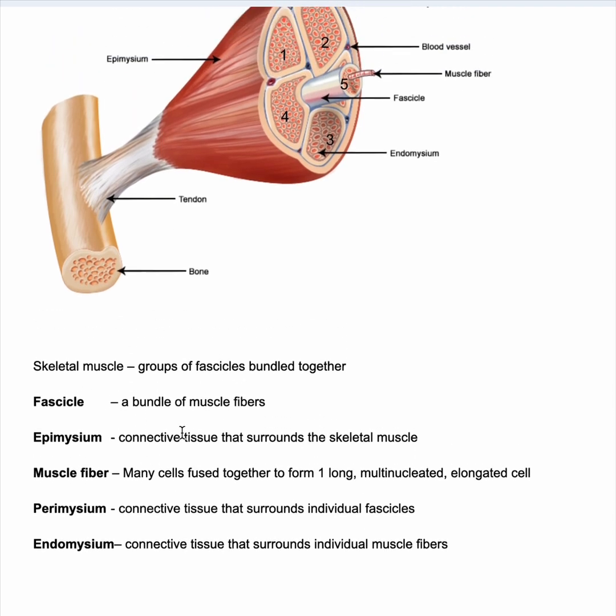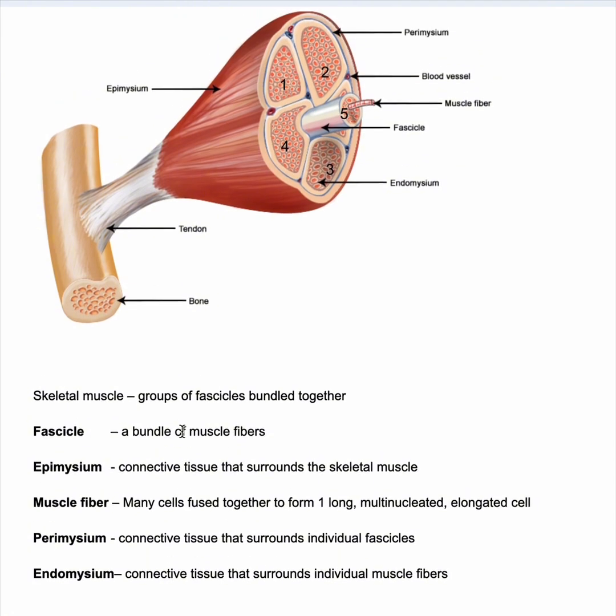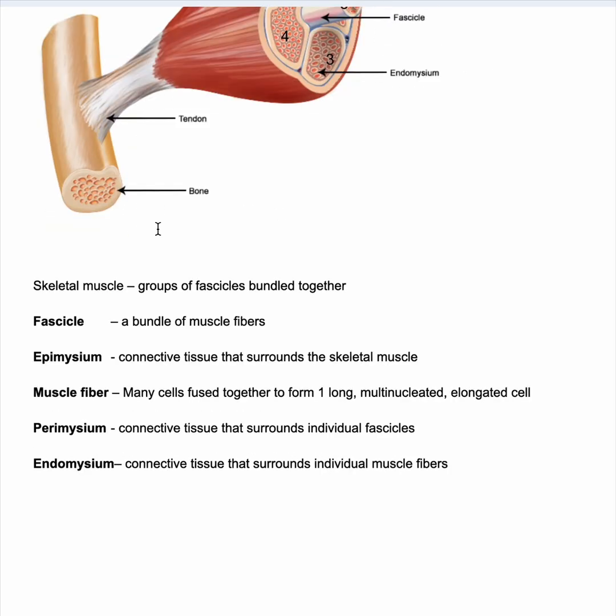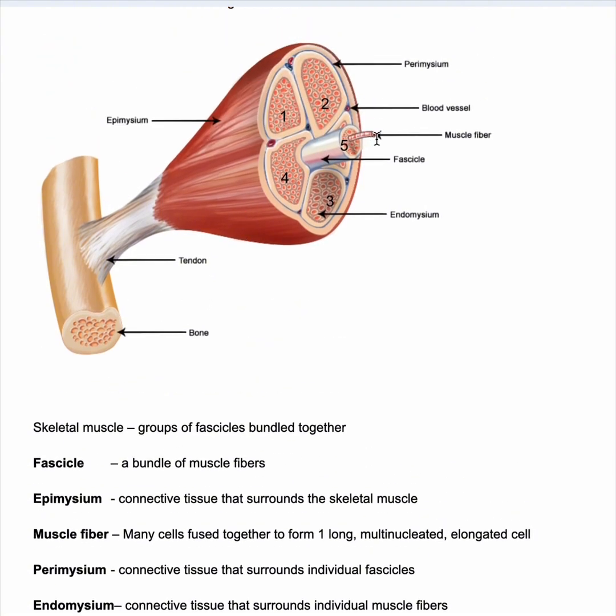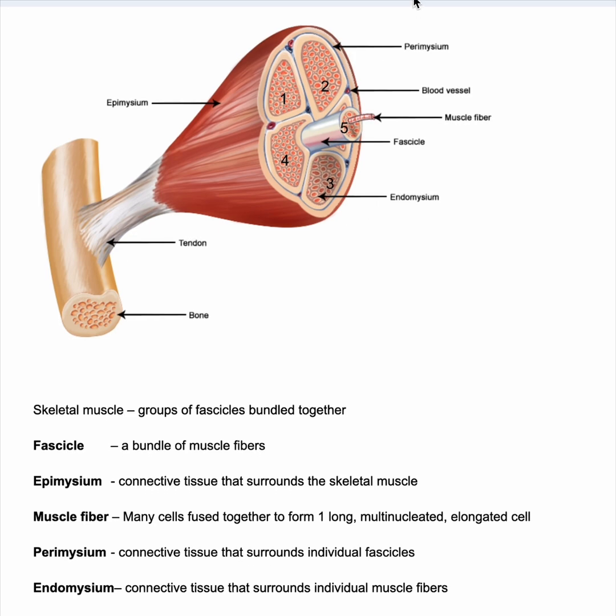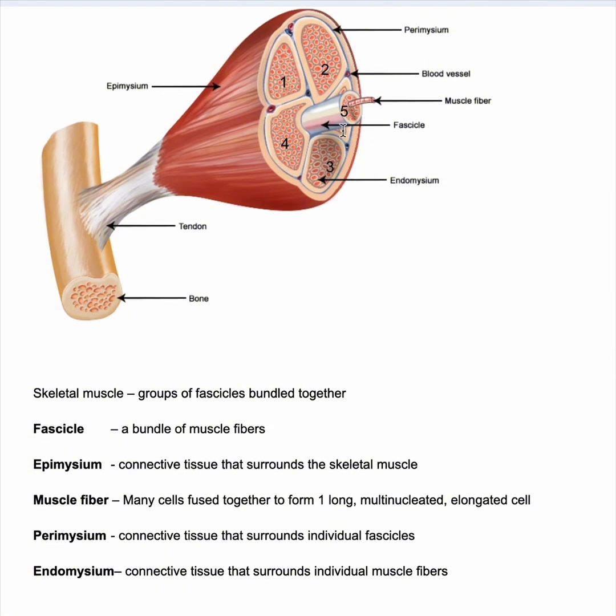Another thing to know, epimysium is connective tissue that surrounds the skeletal muscle. So here, epimysium, you kind of just have this layer of connective tissue that surrounds all of the muscle, skeletal muscle specifically. Endomysium is connective tissue that surrounds individual muscle fibers. So around this, you're going to have an endomysium. And then perimysium is connective tissue that surrounds individual fascicles. So it's kind of like a tricolon thing going on here. Epi is the very outmost, endo is the very inmost, and peri is that kind of middle layer over there.